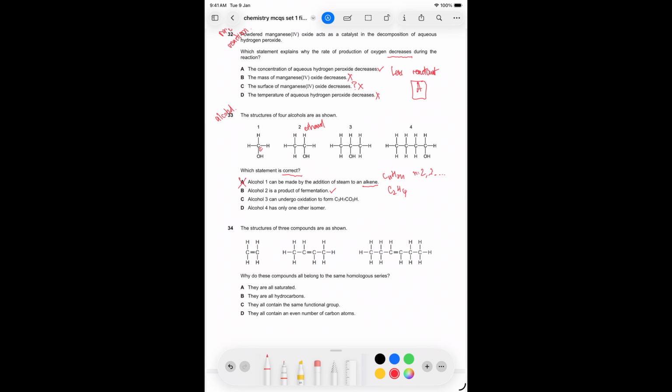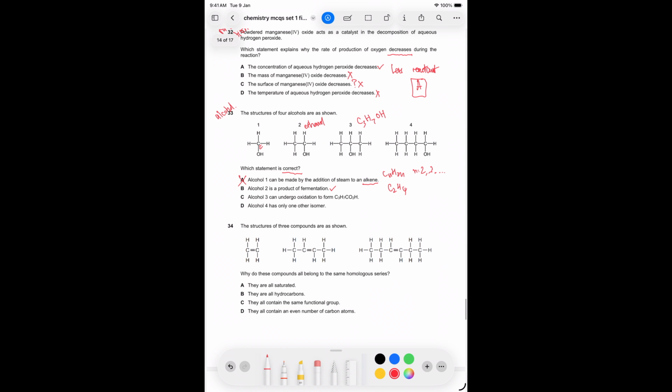So it's possible, it's true. Fermentation will produce ethanol. Alcohol 3 can undergo oxidation to form C3H7COOH. Let's take a look: 3 carbon, C3H7OH. If it undergoes oxidation, it will become, from propanol, propanoic acid.